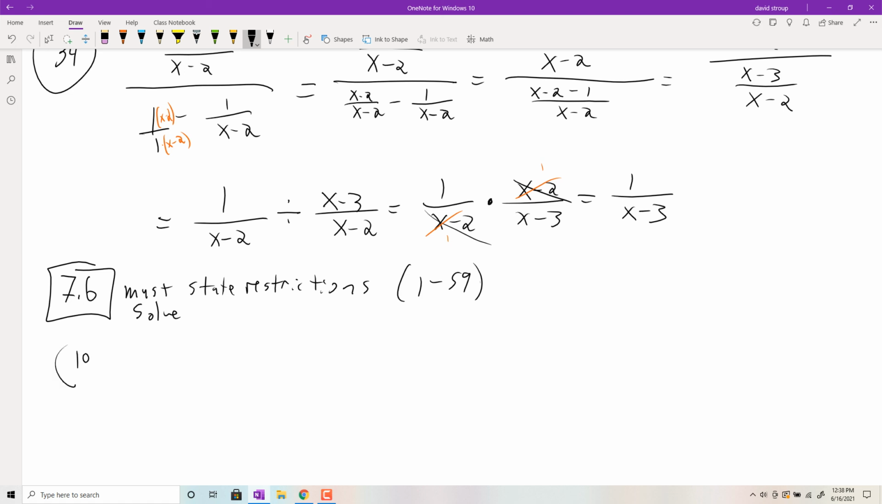Okay, so let's look at 10. I have 7 over 2x equals 5 over 3x plus 22 over 3.